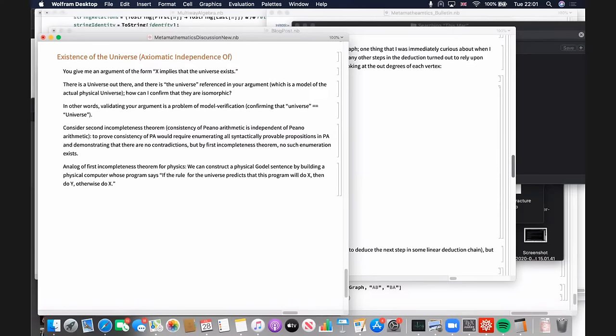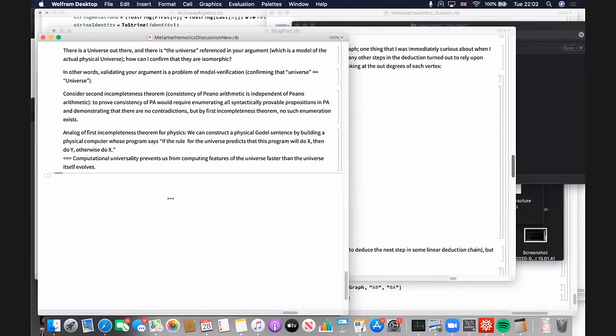Computational universality prevents us from computing something about the universe, in a strange pun of words. It prevents us from computing infinite-time features of the universe faster than the universe itself evolves. Right. Okay, so we've got that.